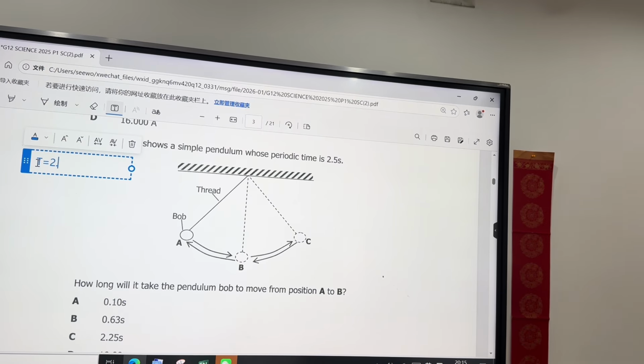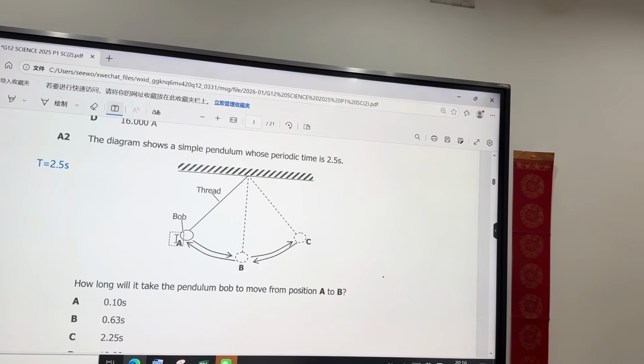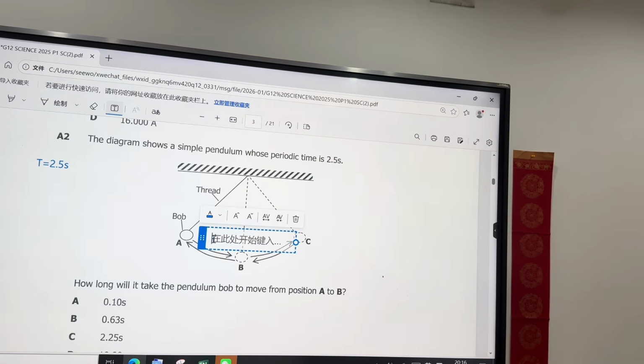So we know the period here is 2.5 seconds. It took 2.5 seconds to move from A to C and back to A. Now the question is, how long will it take to move from A to B? A to C and back to A is one complete oscillation, meaning just A to C is half an oscillation. In fact, from A to B is a quarter, and B to C is another quarter. So A to B is 1/4 oscillation.